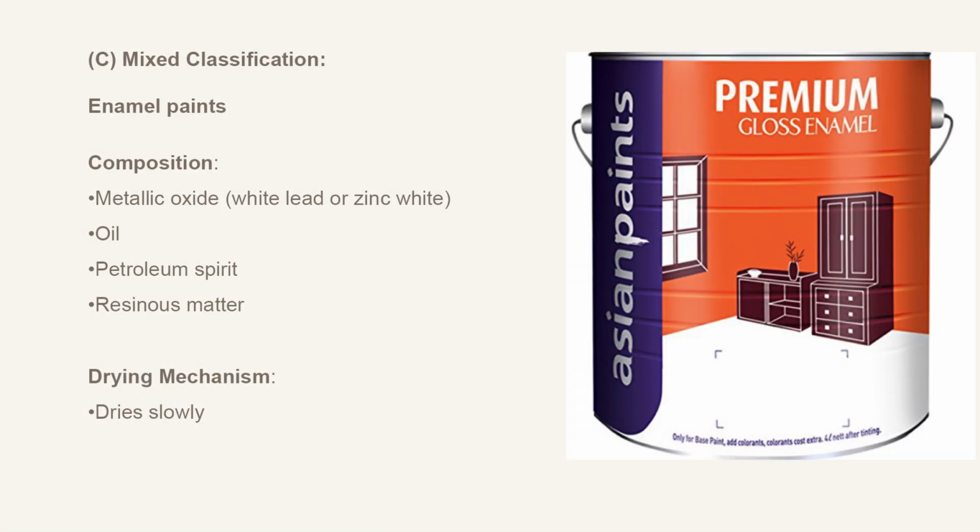Next, we have enamel paints. Enamel paints are like the superheroes of the paint world. They contain metallic oxides like white lead or zinc white. And these paints dry slowly but form a hard, glossy, elastic and durable film. Available in many colors, they resist acid, alkalis, gas fumes and both hot and cold water. They are perfect for doors, windows, metallic grills and concrete stairs.